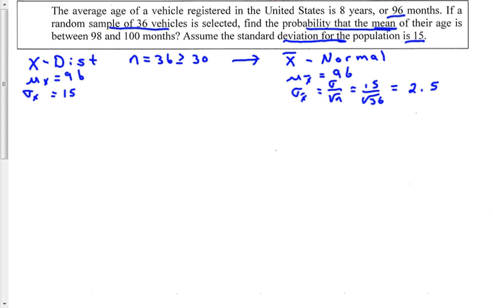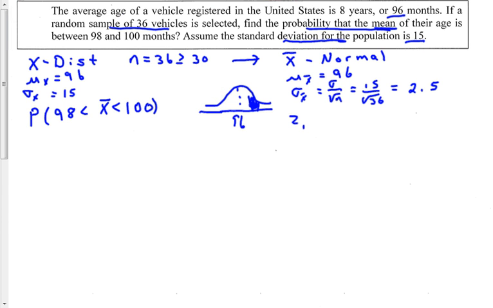The question asks for the probability that an average, a mean, an X bar, is between 98 and 100. Not a single vehicle, but the average of those 36. So again, let's do a quick little sketch. There's our 96. And we're looking between 98 and 100. We calculate our z's.